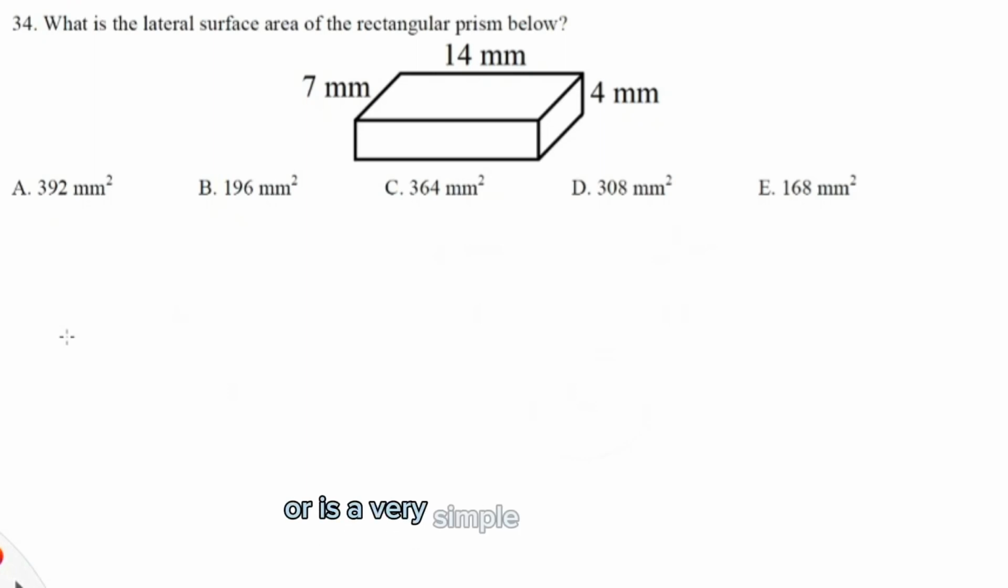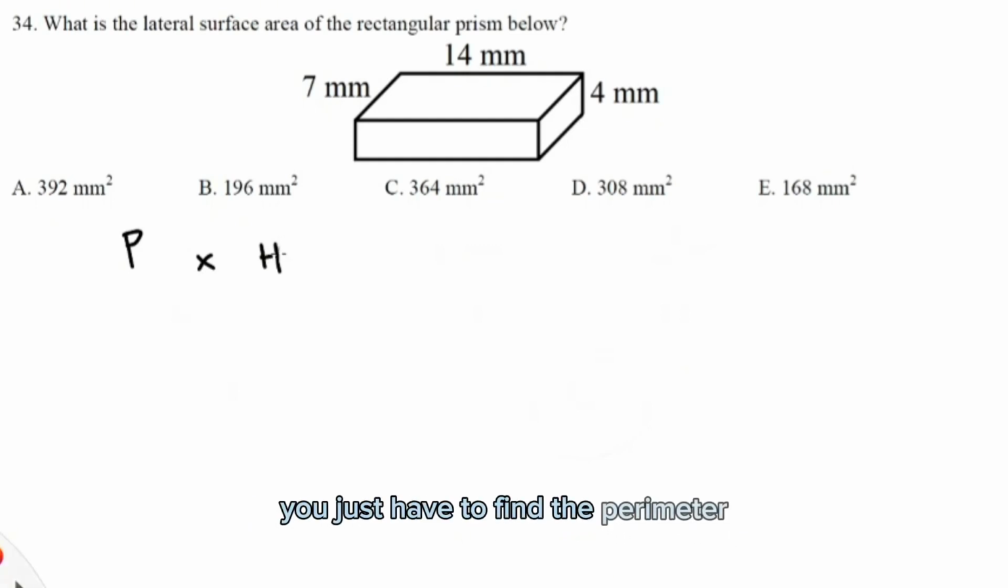Alright, there's a very simple formula for this, and that is just the perimeter times the height. It doesn't matter which base you choose, you just have to find the perimeter of that base and then the height of the other measurement.